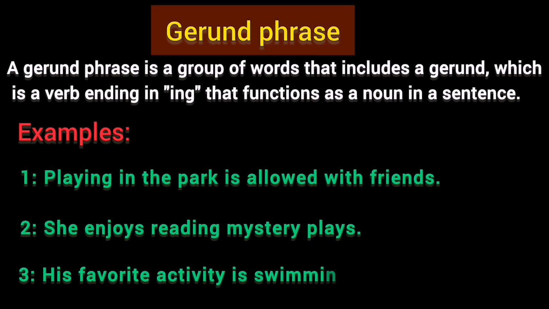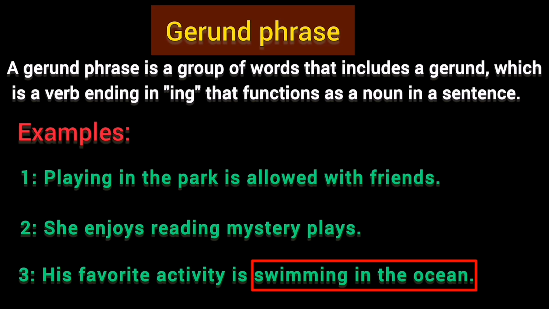His favorite activity is swimming in the ocean. Look at this example. The gerund phrase is swimming in the ocean, and it is also known as a verbal phrase. Actually, as we have said in the definition, a verbal phrase contains a verb and it has some related words. So, you can see this phrase starts with swimming which is derived from the verb swim. To put it simply, that is why it is called a verbal phrase. This is one type of verbal phrase.